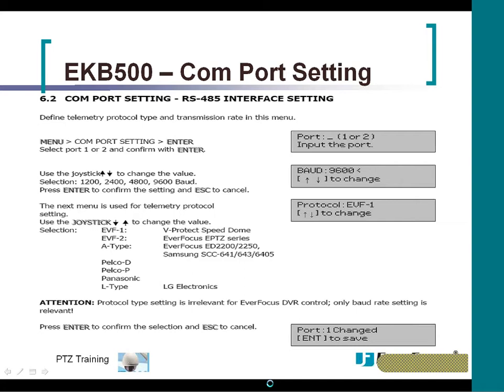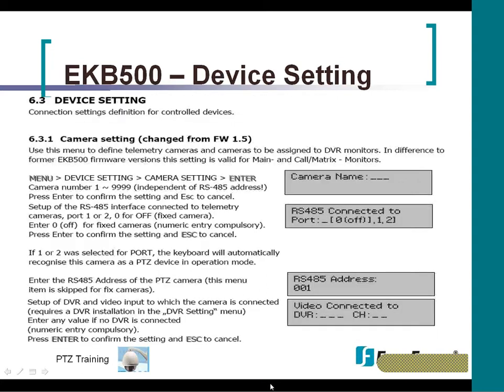Okay, and then last, after you choose your protocol and hit enter, you will see down in the bottom right-hand corner that the port that you have just adjusted has changed, and you want to hit enter to save. Now, once you have hit save, you should be able to go back and now successfully control your PTZ camera.